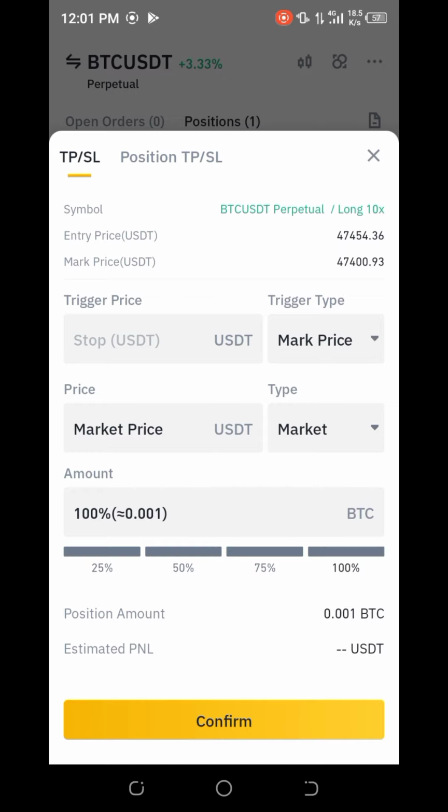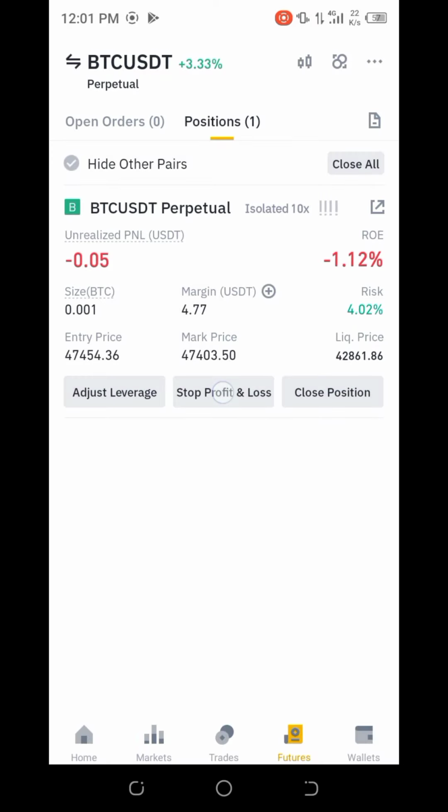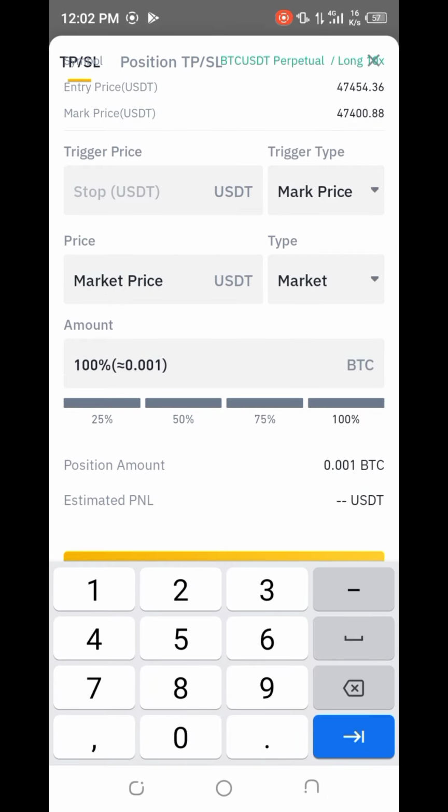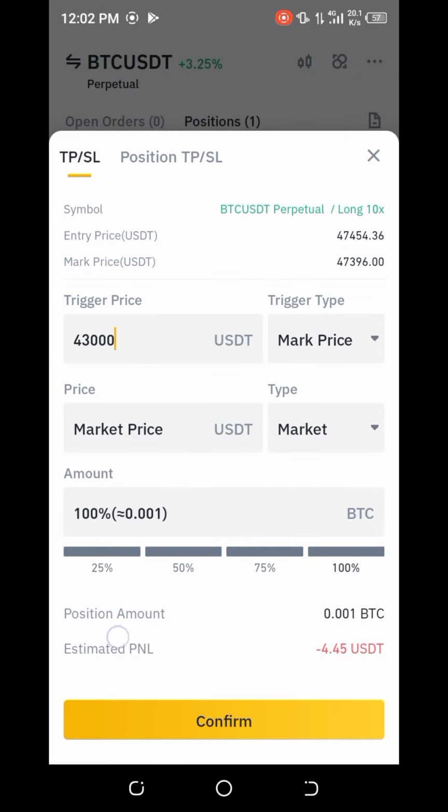And I'm going to enter the stop loss right now. And when you click here, then you enter the stop loss. So the stop loss should be something that is higher than that 42,000. So let's say 43,000. So if BTC gets to 43,000, this is the loss. Now look at this down here. You will see this position amount 0.001 BTC, and then this estimated profit and loss. This is minus 4.45 USDT. So if BTC gets to $43,000, I'm going to have minus 4.45 USDT, and then they will leave my remaining balance.